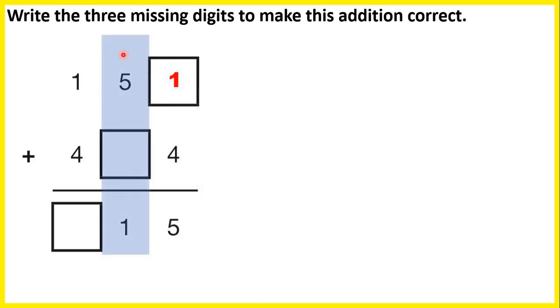And now we can move on to our tens column. We have 5 plus something, but we have a 1 as the tens digit of our answer. So clearly they haven't added to 5 to make 1. They must have added to make 11 and then carried the 1. And 5 plus 6 is 11, because 11 minus 5 is 6. So this missing digit here has to be a 6. And now onto our hundreds, we have 1 plus 1 plus 4, so that's 6.